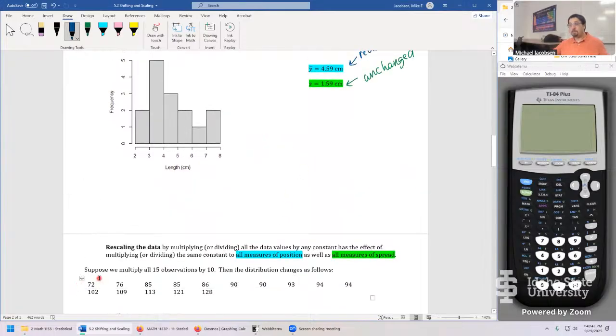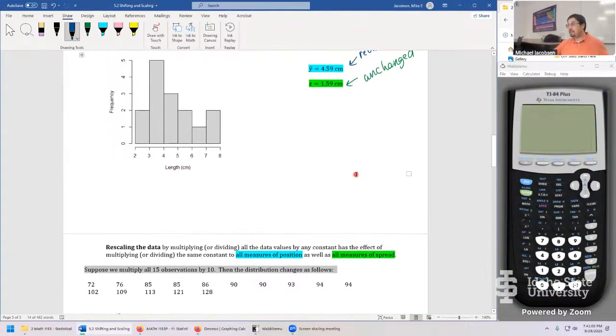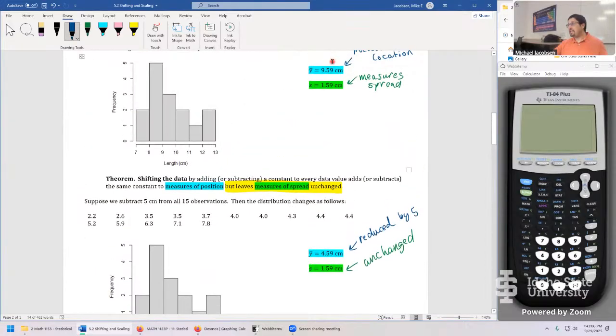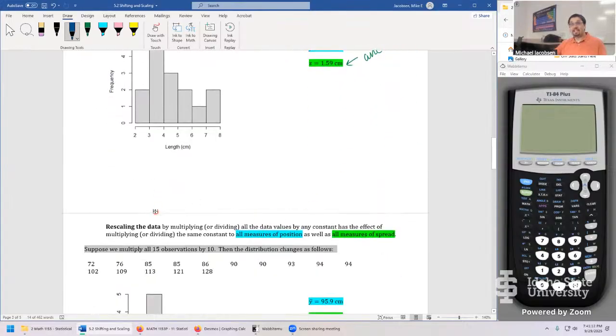Here, all the data values have been multiplied by 10 from the original data set. Suppose we multiply all 15 observations by 10, and this is how the distribution changes. What was at 9.0 is now 90. What we should see happen then is everything from the original data should be multiplied by 10. So this should be 95.9, this should be 15.9, because that's rescaling the data.